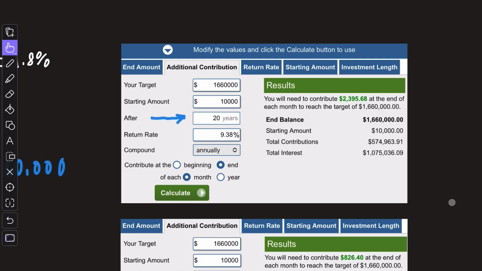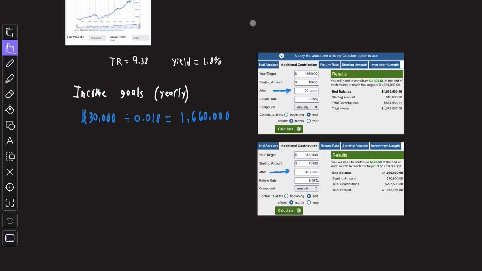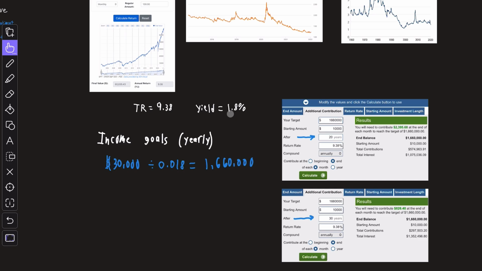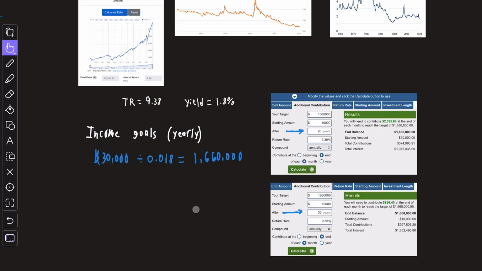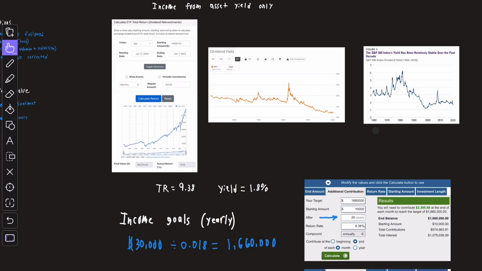Now, I did run the simulation one more time, but here I gave it 30 years of time, and now the monthly contribution is $826 per month. So there you go. That's how you can invest and retire solely off of the S&P 500 and the dividend yield of just a measly 1.8%. But contributing over $2,000 per month is unrealistic to most people, and the main issue here is that the dividend yield, especially recently, is just so low with the S&P 500.